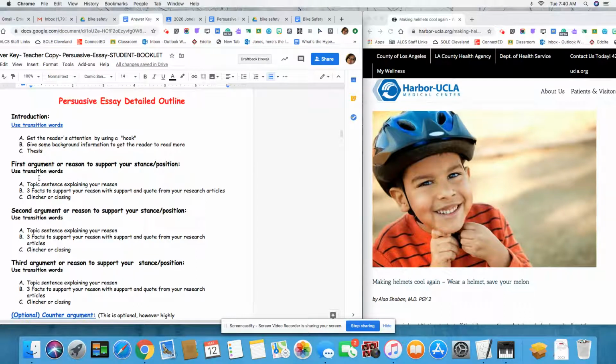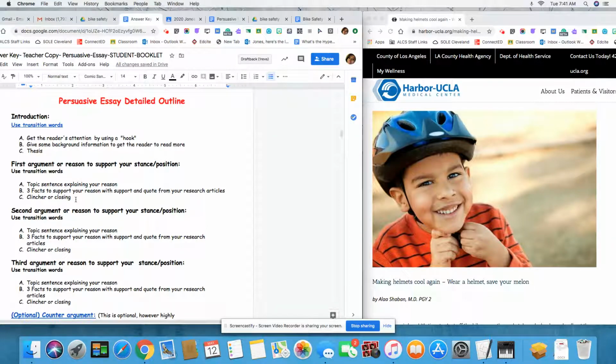Okay, so you're going to have a topic sentence explaining your reason. Then you're going to give 3 facts to support your reason with support and a quote from your research articles, and then a clincher or closing sentence. Your clincher, you want to give that, again, that final push for why everyone should be wearing a helmet, if that was your thesis statement.